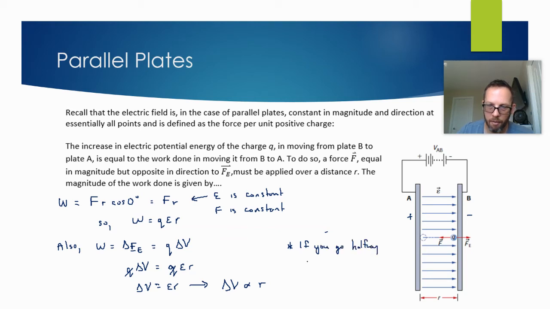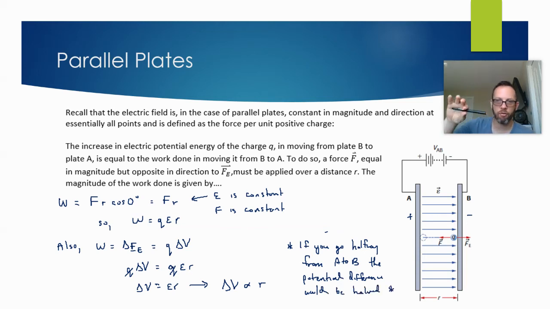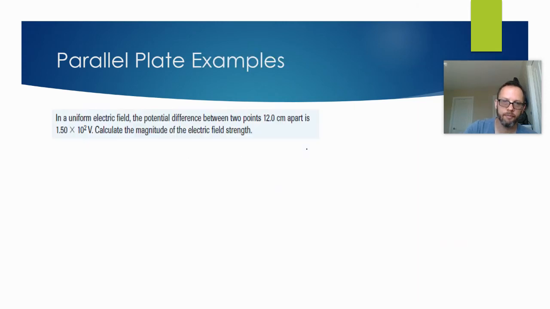If you go halfway from A to B, the potential difference would be halved. So it's just like gravitational potential energy. All right, let's just do a couple examples. Numerically, these are pretty easy. We'll have a little quick chat about what the answer means.